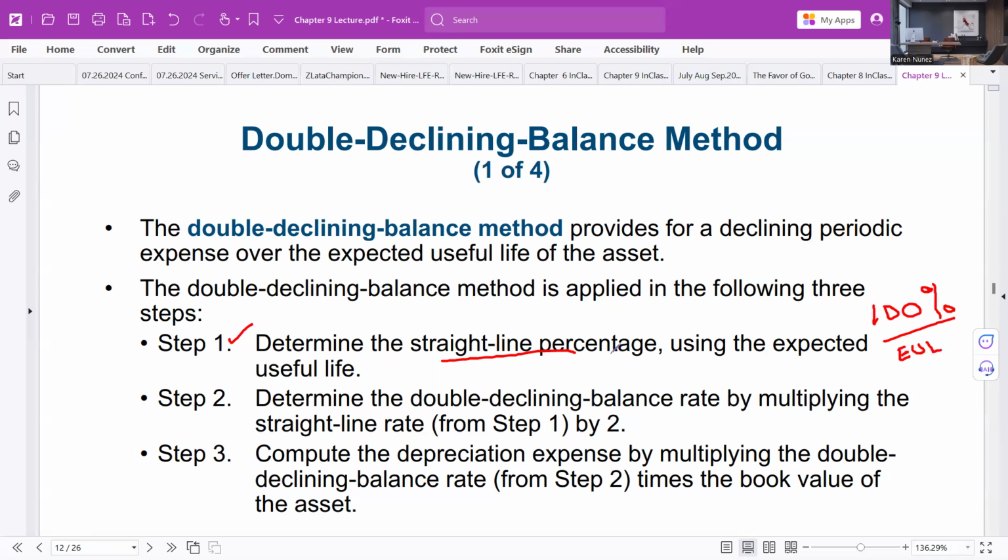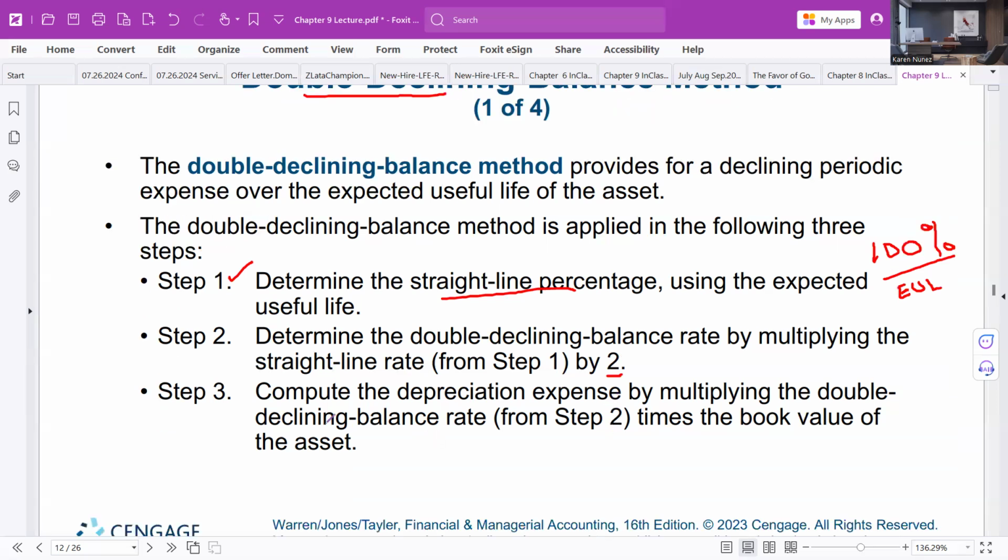And once we get that straight line percentage, we multiply it times 2, right? So the straight line percentage from step 1, we're going to multiply times 2. Why? Because the method is double declining balance, so we want to double the straight line rate. Whatever the straight line rate is, we double it, or multiply it times 2. And then to actually calculate the depreciation expense, we're going to take the double declining balance rate from step 2, and multiply it times the book value of the asset.